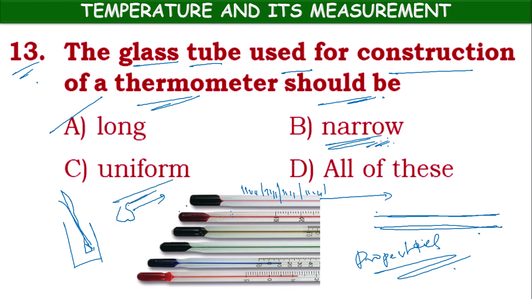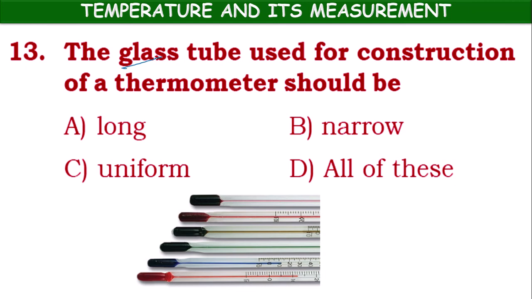And its construction type or area of cross section should be uniform, meaning throughout the tube, its dimensions should be uniform. So whatever glass tube we use for constructing a thermometer, it should be long, narrow and uniform. It should possess these three properties. But we have the D option, all of these, so this is the correct option. All of these is the correct option.